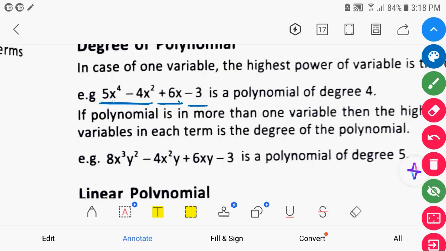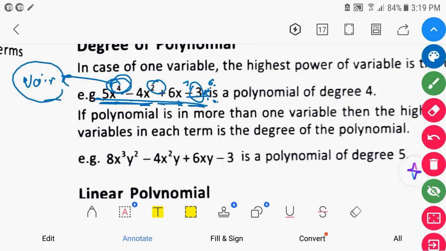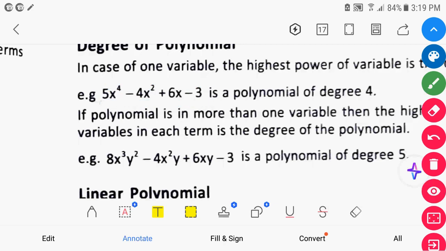In this only one variable is there, which is x, and only its powers are different. Somewhere it is 4, somewhere 2, somewhere 1, somewhere 0, because x raised to 0 is equal to 1. 3 is a constant, but here it is also a variable, x raised to 0. So the highest power of the variable in all the terms is 4, so 4 is the degree of that polynomial.